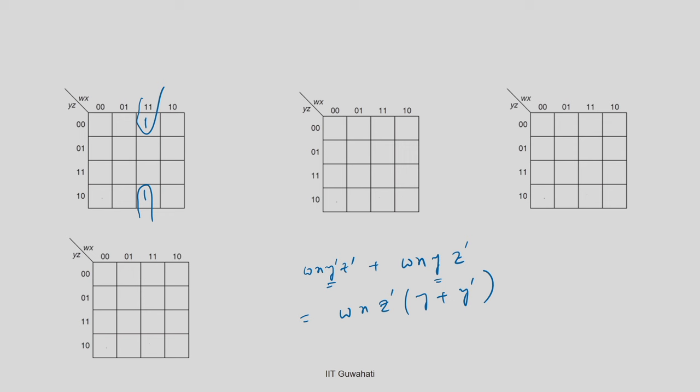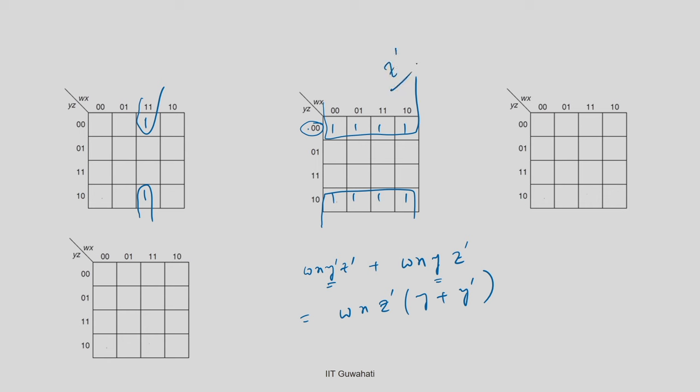Similarly, if you have 1s in this row and 1s in this row, I can club these two rows together. Here I am combining 8 values together. All possible values of wx are there in both rows, so they can be removed. Z is also the same, and y also has 0 and 1 here. So effectively, if you have this, it is nothing but z bar.